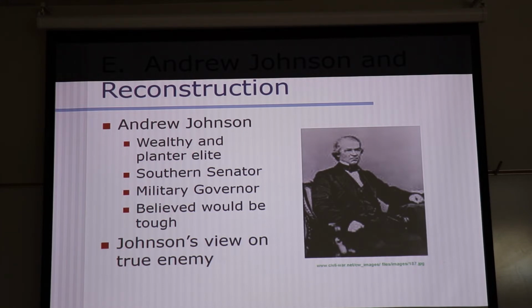He worked his way up through politics, becoming a senator of Tennessee, and he was the only senator from one of the Confederate states that did not leave his federal job when the South seceded. Because of that, Lincoln put him in as the military governor over Tennessee. And like I told you, they believed that he would be very tough, especially on the wealthy and planter elite, because that's who he thought the true enemy was.